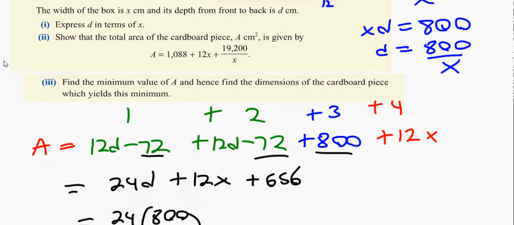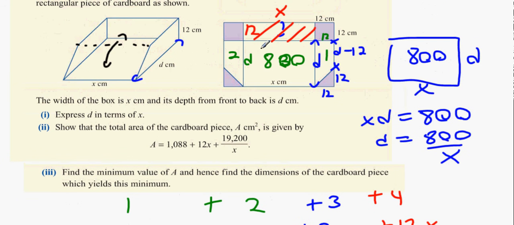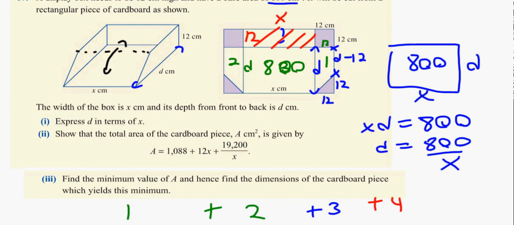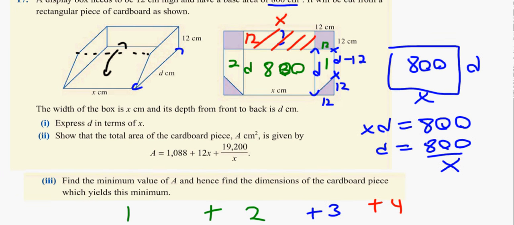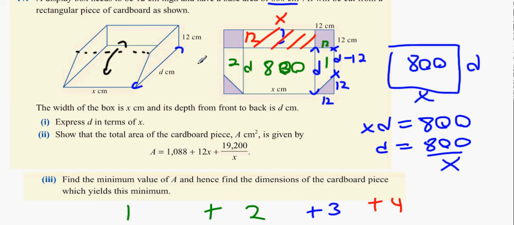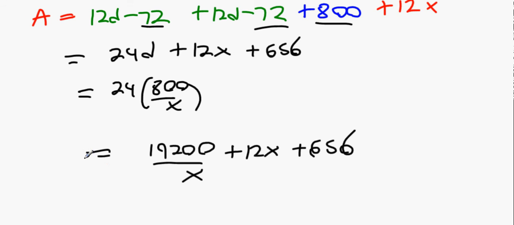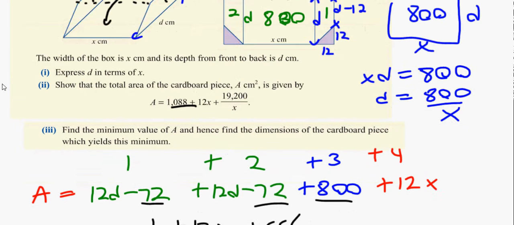656. Now 656 comes from the base of 800 minus the 144. I think we have accounted for everything: the bottom one, the sides and the back. So I'm actually going to disagree with this answer of 1088, and I'm going to say that it's 656 instead. This shouldn't affect the next answer anyway.